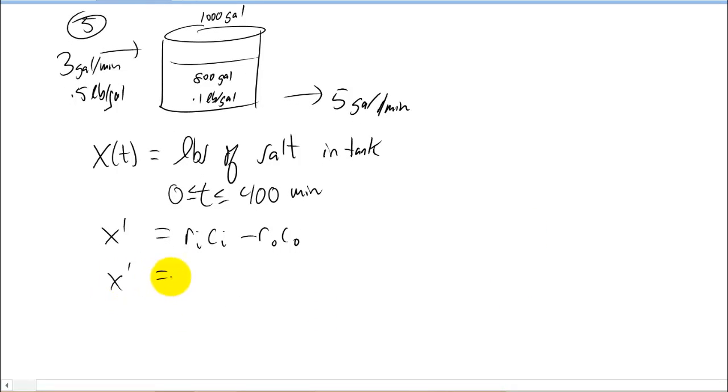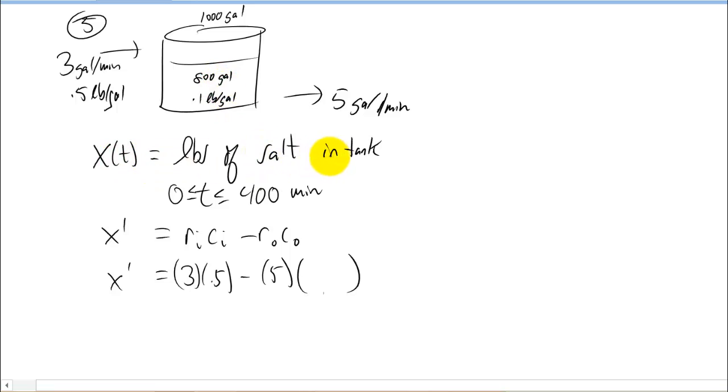Gives us the change in the pounds of salt in the tank for any given time. Most of this information we're given. But the concentration out changes because it's based on what's actually happening in the tank. Concentration is the pounds of salt in the tank divided by the volume. So how many pounds of salt are in the tank?